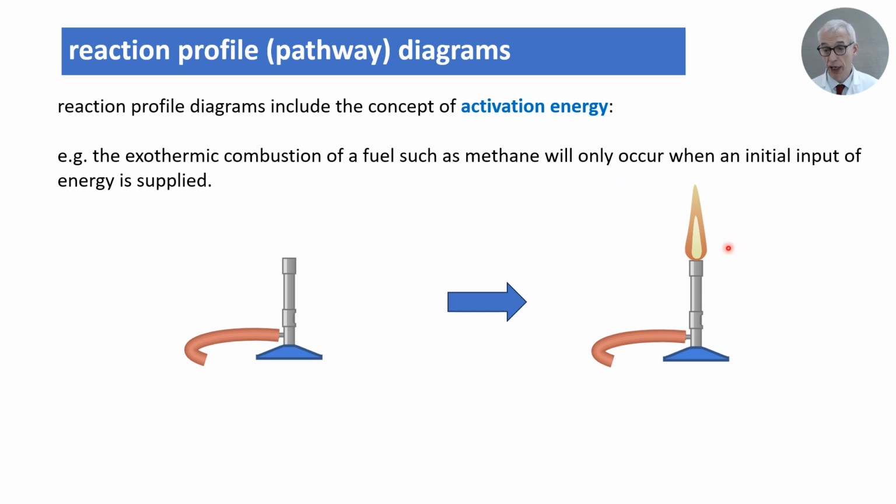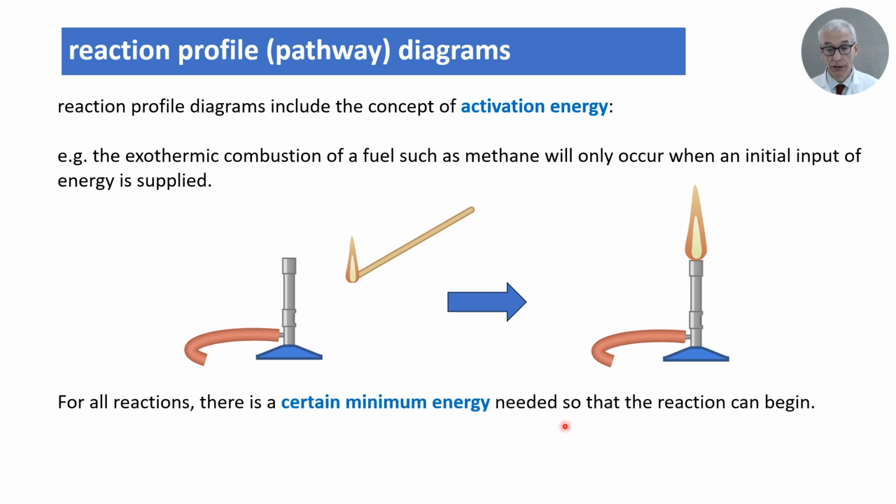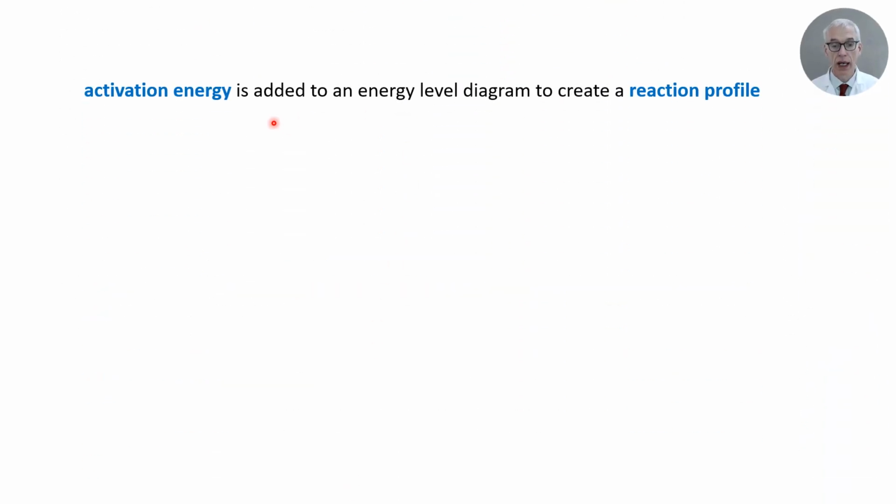To achieve a burning Bunsen, of course, you need to ignite with a flame. This is an initial input of energy. For all reactions, there's a certain minimum energy needed so that the reaction can start. The name for that certain minimum energy is activation energy. Activation energy is added to an energy level diagram to create a reaction profile or reaction pathway diagram.